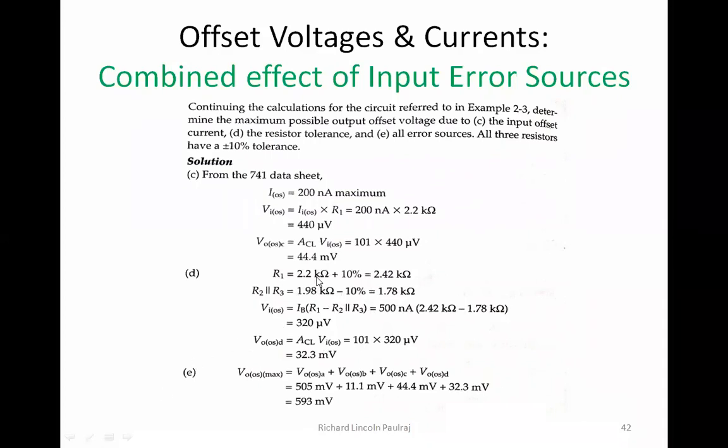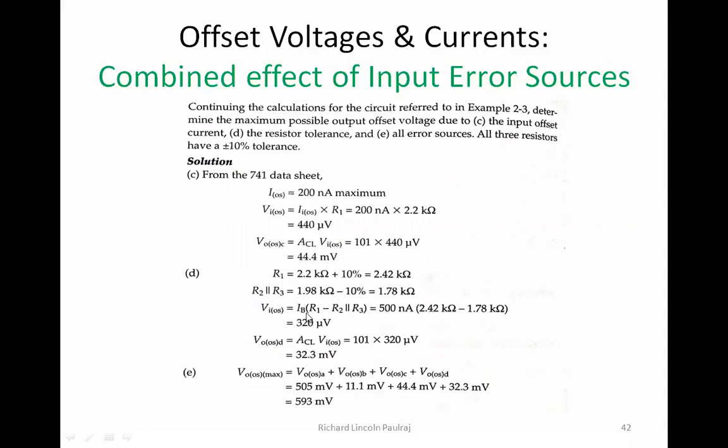So in one case I'm taking plus and the other one I'm taking minus, because it's plus or minus 10%. R1 is connected at the non-inverting input, and R2 in parallel with R3 is connected to the inverting input. So plus 10, minus 10 — both are taken into consideration. And now I recalculate my input offset voltage.